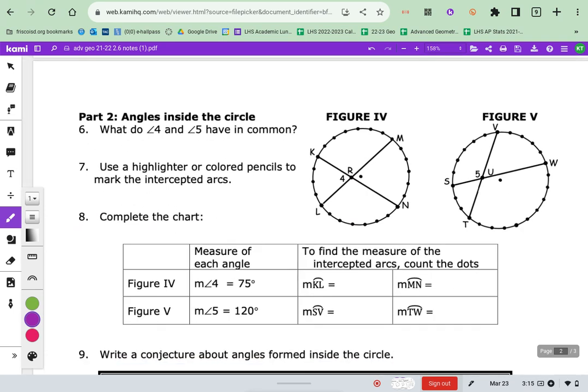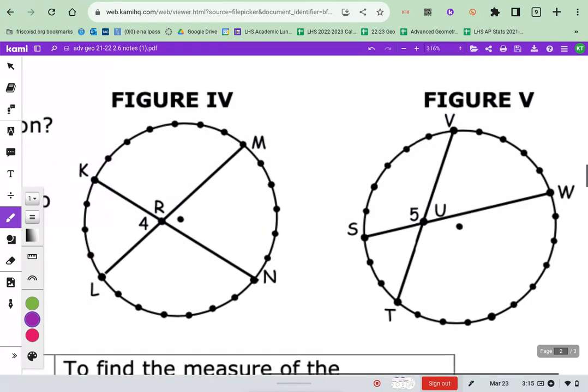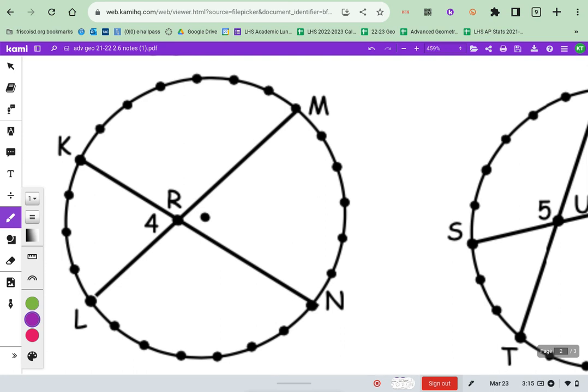Okay, so on this page, now we're looking at angles inside the circle. I know last time we talked about angles inside the circle because we talked about central angles, but these angles that we're talking about today are angles inside that are not central angles. Notice here how the vertex of angle 4 is R, but R is not the center of the circle. So these angles are going to have different rules.